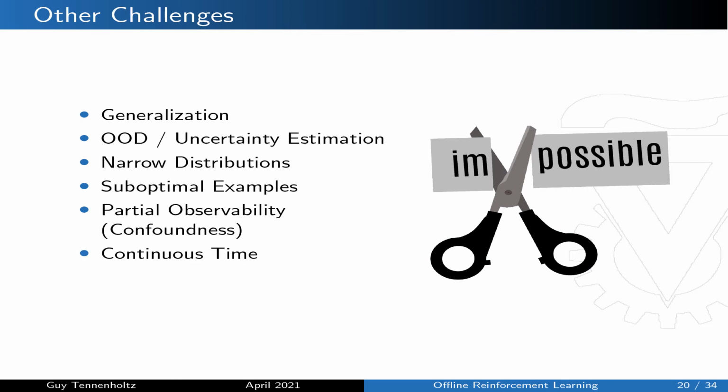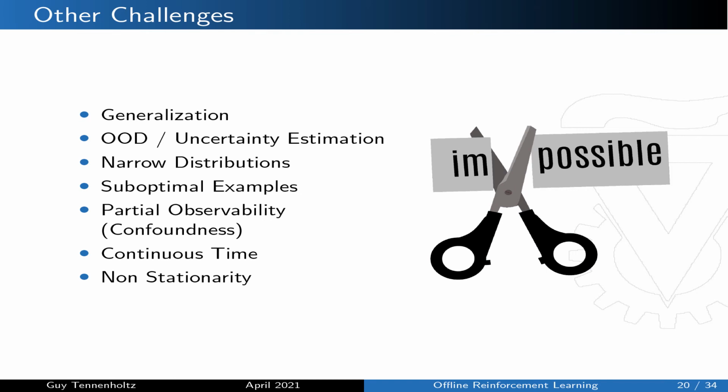Other problems in offline RL include continuous time in our data. We're not seeing the data in fixed time steps. Other than that, non-stationarity. Human beings are non-stationary by nature, and there's no reason to believe that our data was generated by a stationary policy. And there are many more problems.